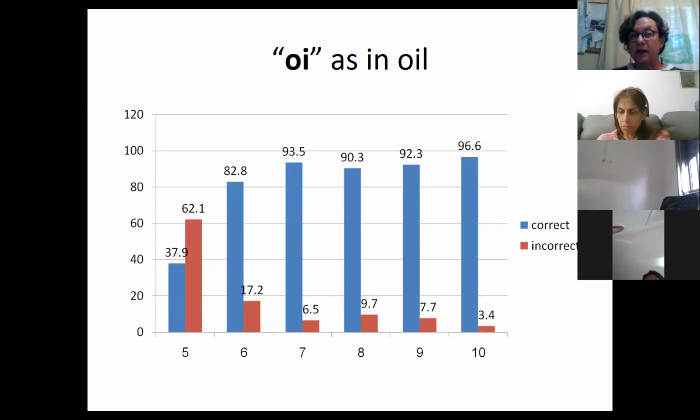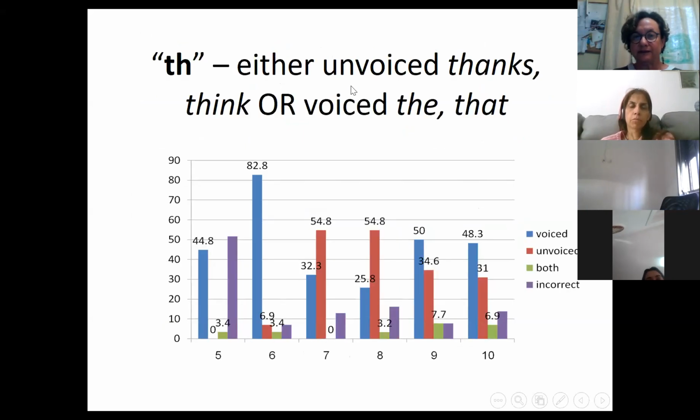OI. Remember earlier on we spoke about the OY, so here is the OI. The OY would appear at the end of a word, and the OI in the middle or the beginning of a word. Just take note here, the 5th graders again struggling with this particular grapheme.